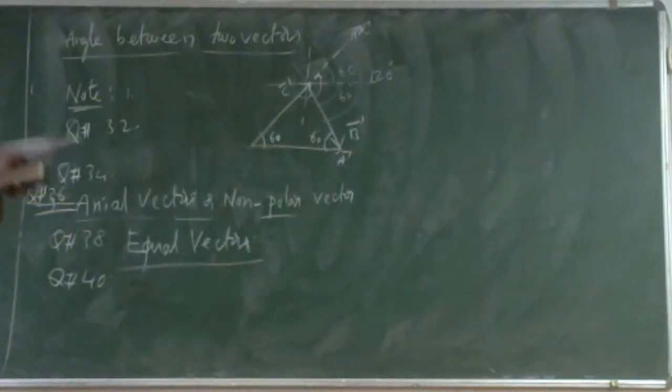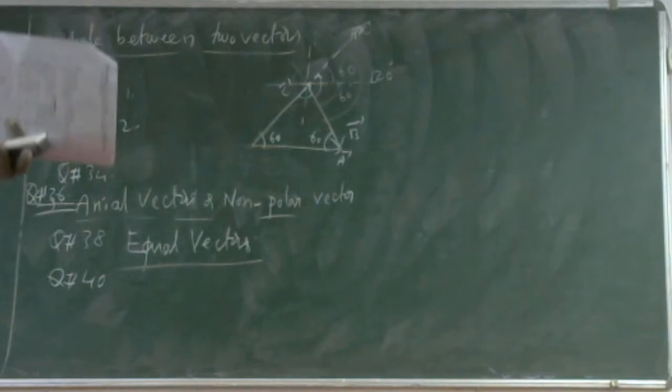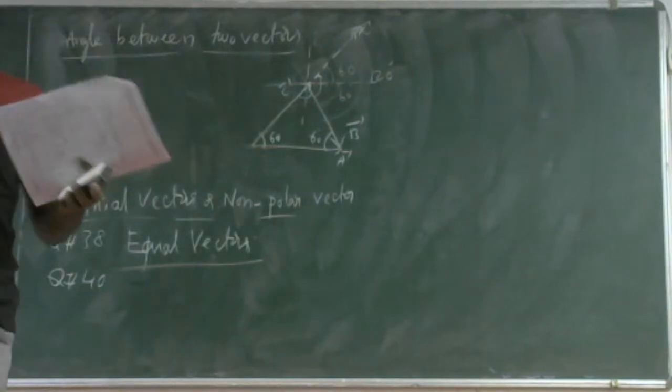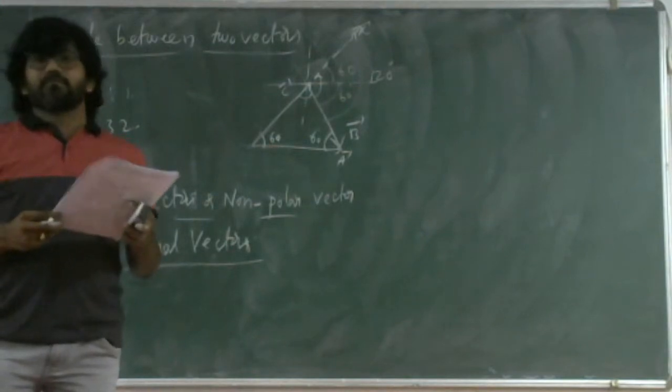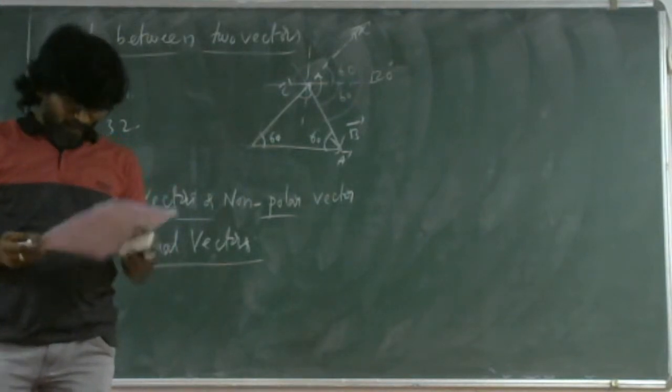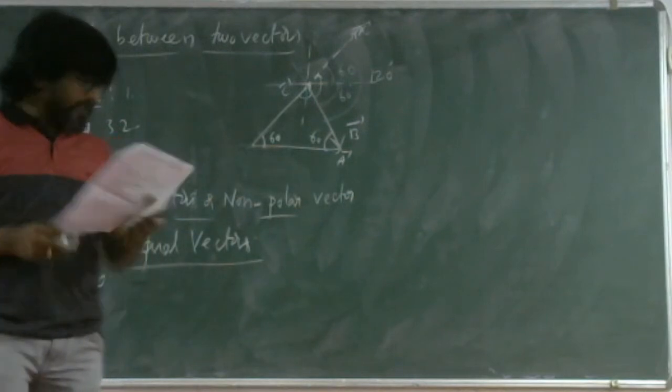Question is the angle between orthogonal vectors. Orthogonal means perpendicular. So the angle between them should be 90 degrees, or pi by 2 radians. Okay? Right, next. Question number 42.